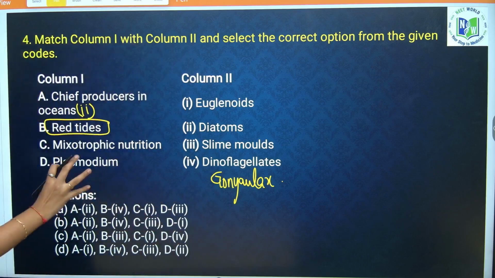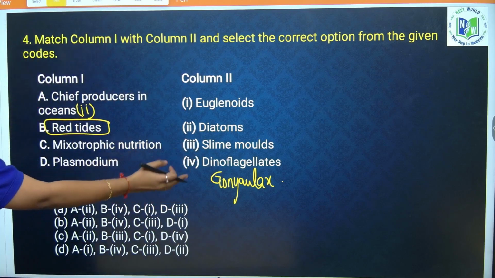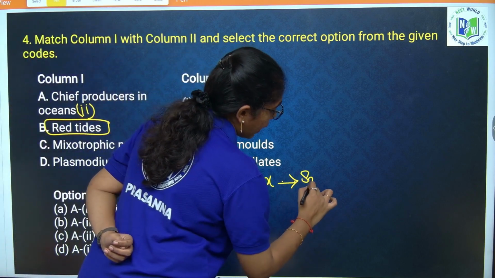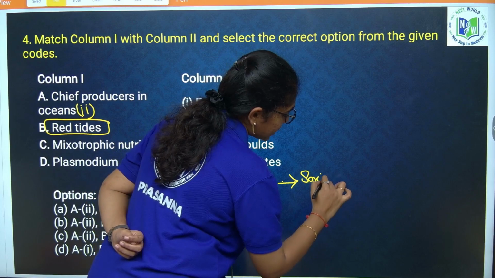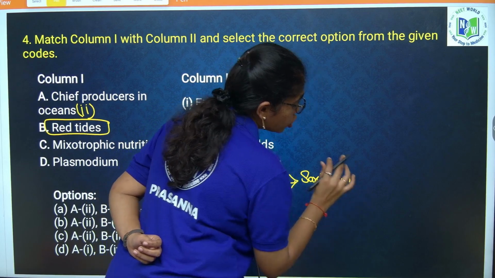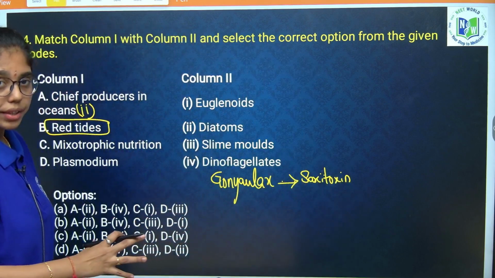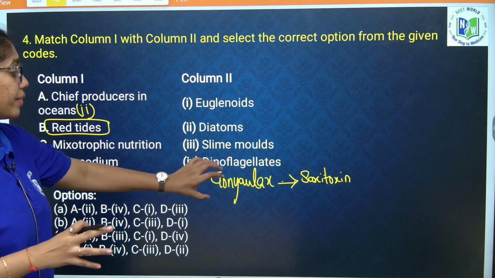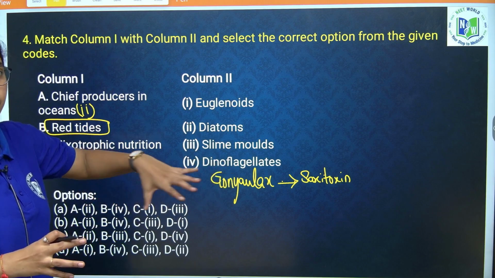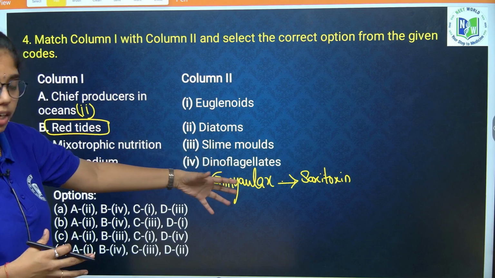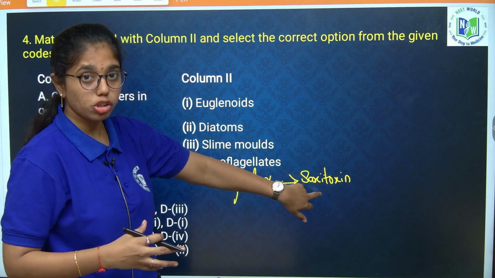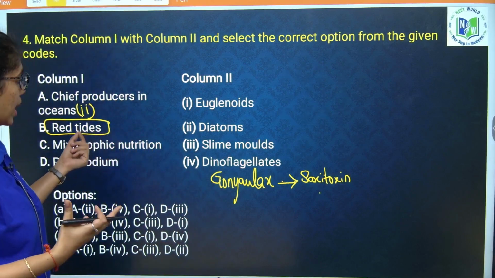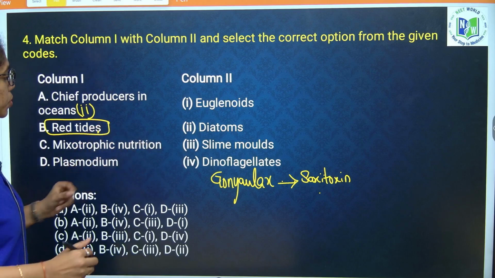Yes, red tides are caused by Gonyaulax. By their cell proliferation or cell division, they release an enzyme or toxin called saxitoxin. This is toxic to fishes present in the oceans and seas. It will kill the life in the oceans, and because of their proliferation and the release of this toxin, the sea appears red. That causes red tides in the ocean and sea. So, yes, B is option 4.